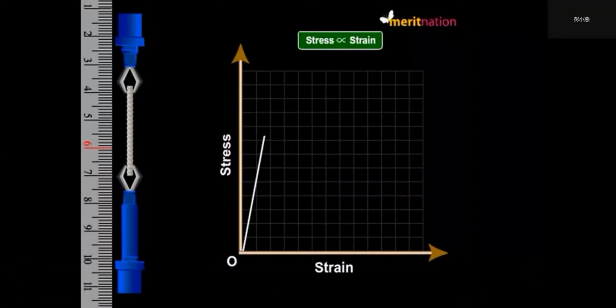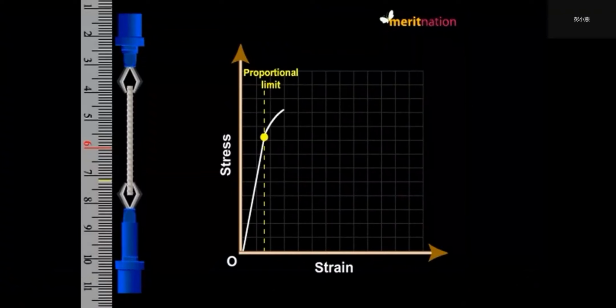If the stress, that is the load, is released, what will happen? See there, the steel wire gets back to its original length. Now within this stress limit, the steel wire follows Hooke's law. What it means is the deformation is elastic. Now let's increase the load further. And what do we see?